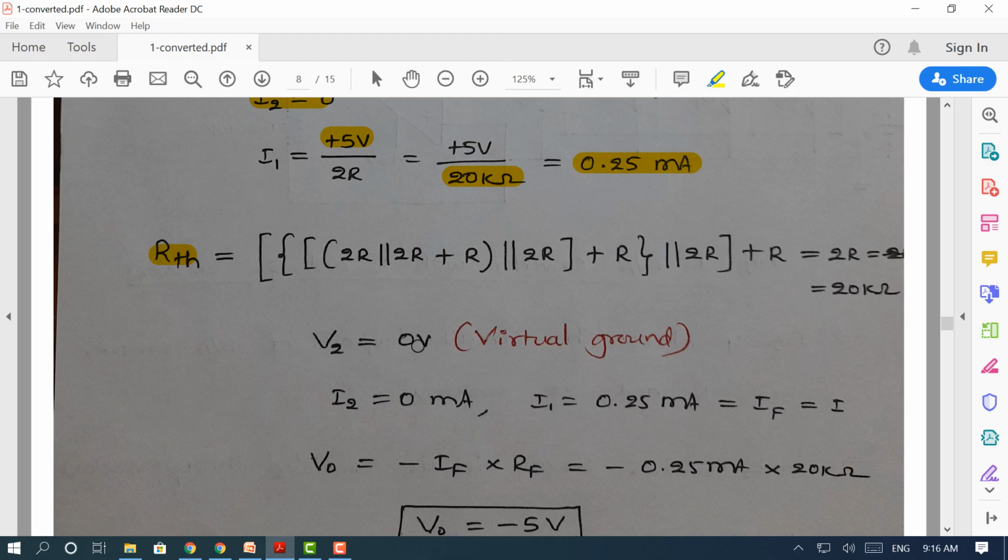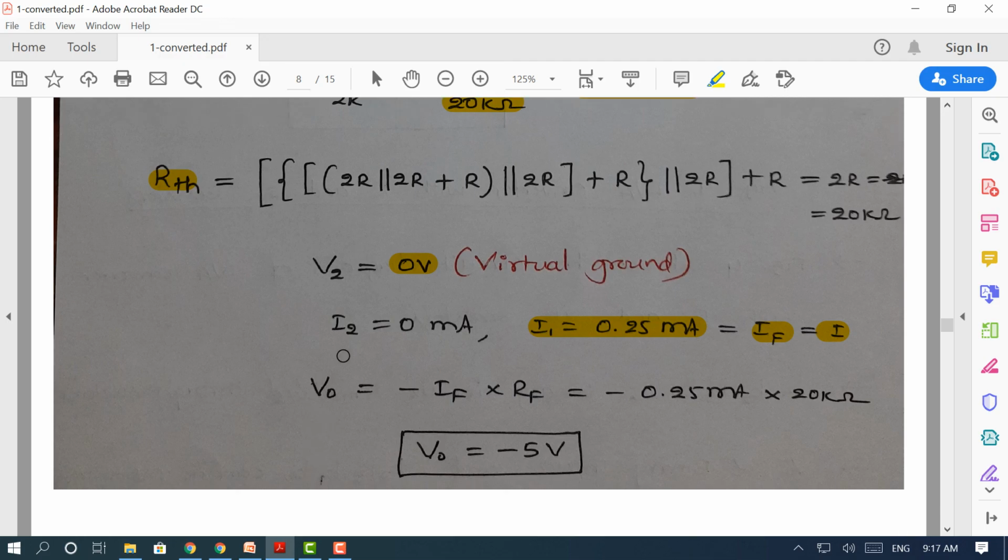Since V2 is at virtual ground, the voltage is going to be 0 at that node. I2 is 0 milliampere, I1 is now 0.25 milliampere, which is equal to IF and equal to the total current coming from the various branches. So the output voltage V0 is equal to minus IF times RF. IF can be substituted here. The RF value is going to be 20 kilo ohm, that's assumed. So the output voltage now is equal to minus 5 volts.